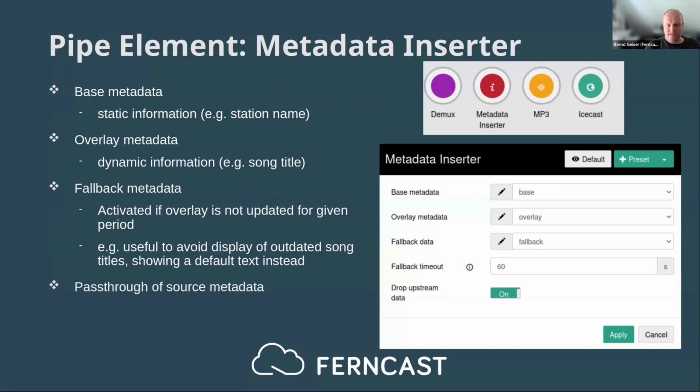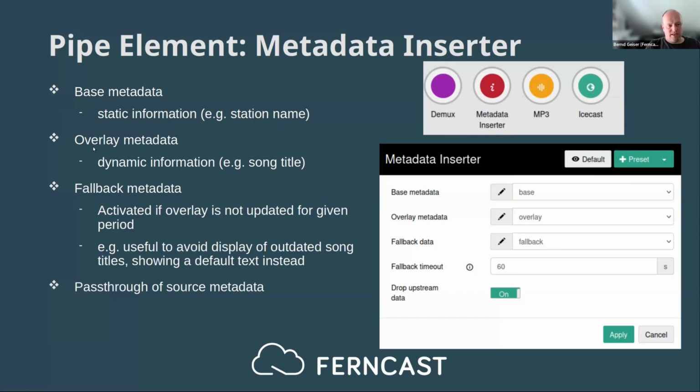Then how to use the metadata in audio streams. This is a closer look at the metadata inserter element that we use. There are 3 layers, actually: base, overlay, and fallback that can be configured. So you can select 3 sets of metadata. And the intention here is that you have a base set which contains the static information, which does not usually change over time. It can be the station name or website, so a link to the website.